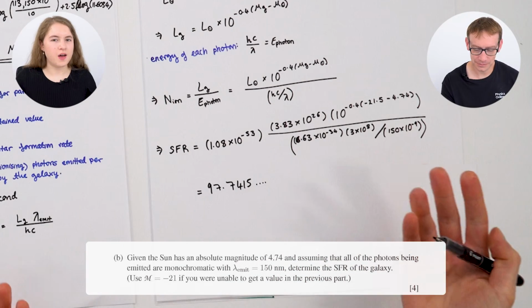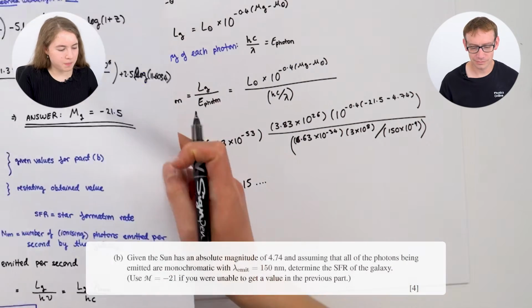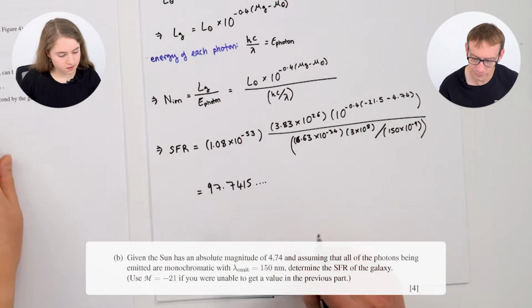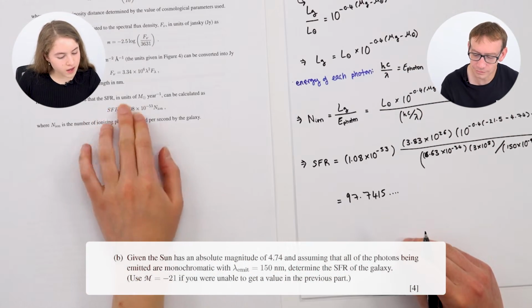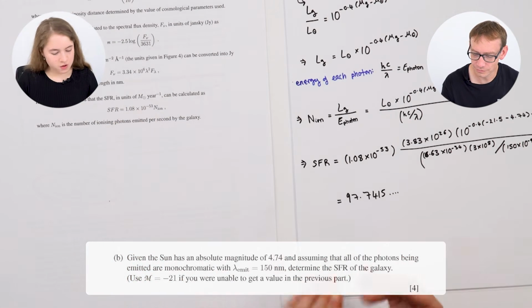But what's the units of that? Because when you give an answer, you're going to want to give your units as well. So let's quickly look back at where this was given to us. And it says the SFR in units of m-sun per year can be calculated as. So we know our units now.